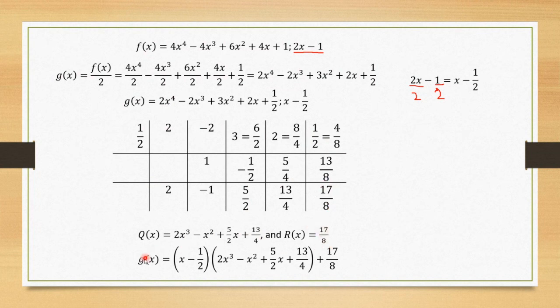And just like before, in this case, I wrote g of x this way. G of x is our new dividend, so to say, after dividing by 2. So we get this. Okay. I'm not quite done with this yet, but let me stop the recording.